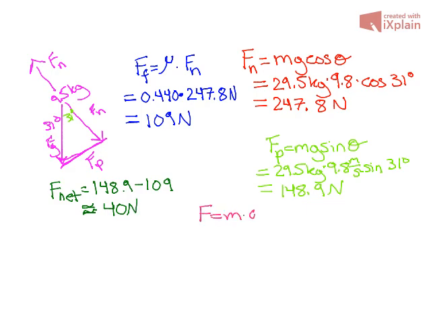The last step, since the problem asks us to find the acceleration, is to plug in our values into Newton's second law, which says force equals mass times acceleration. We'll plug in the 40 newtons that we just calculated, the mass that was given to us in the problem, and that'll give us our acceleration value of 1.35 meters per second squared.